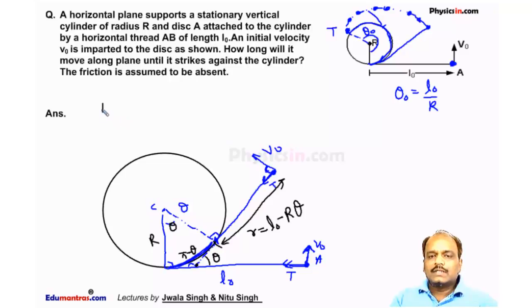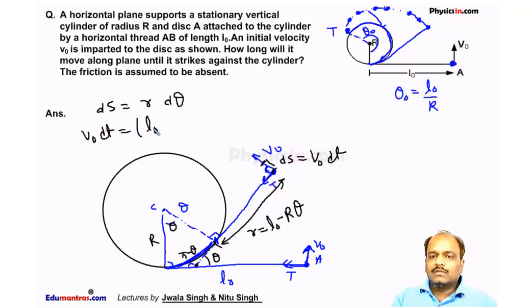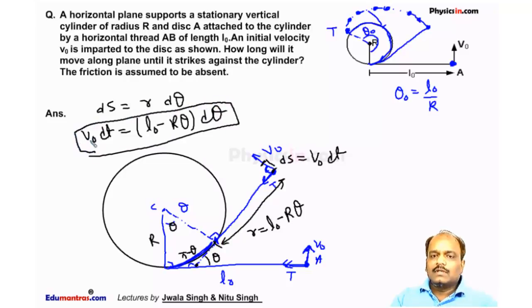So we also know ds is equal to r into d theta. ds is the small displacement, and this ds is v0 into dt, because the speed of the particle is constant. So I will write ds equal to v0 into dt, where r is equal to L0 minus r into theta into d theta. So this is our final expression, and now I will integrate it.